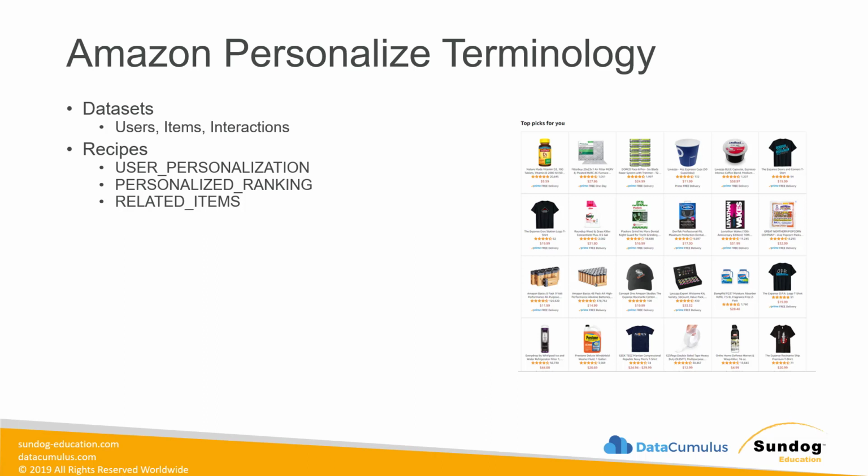So user personalization, give me recommendations for this user. Personalized ranking, rank this list of items for this user. Related items, I don't know who the user is, but I know what they're looking at. Give me similar items to that item.